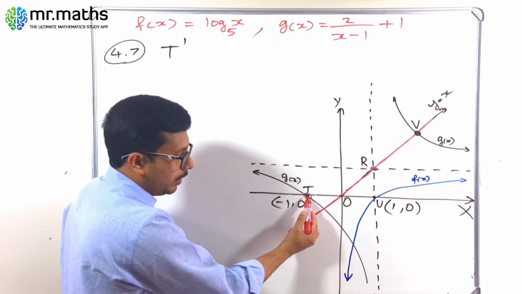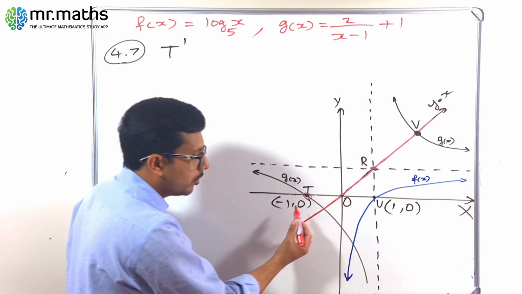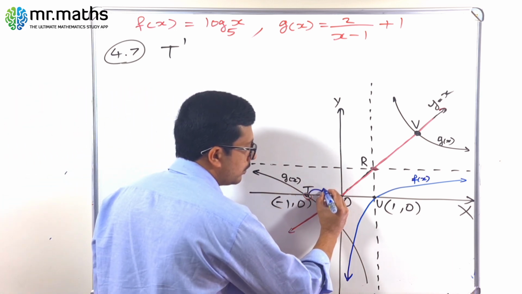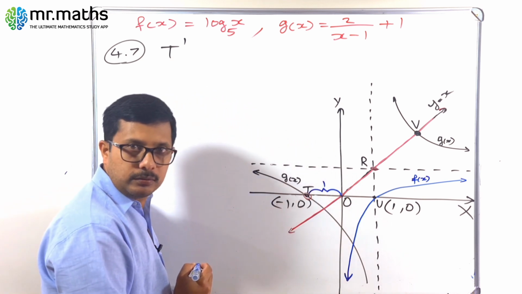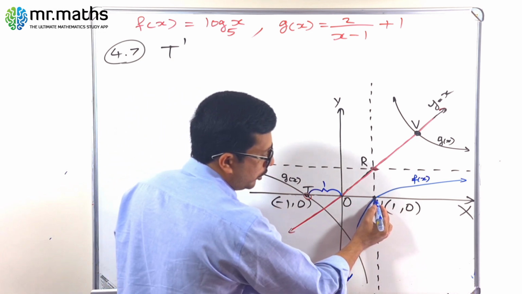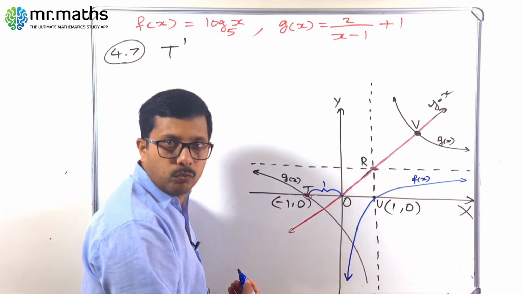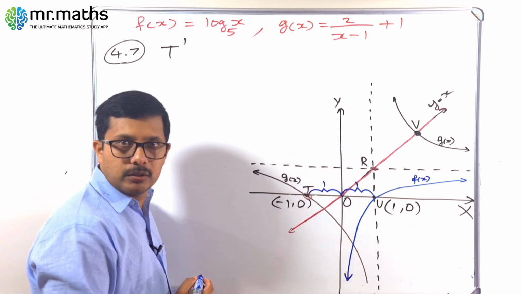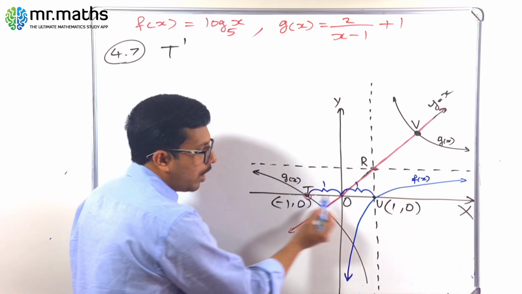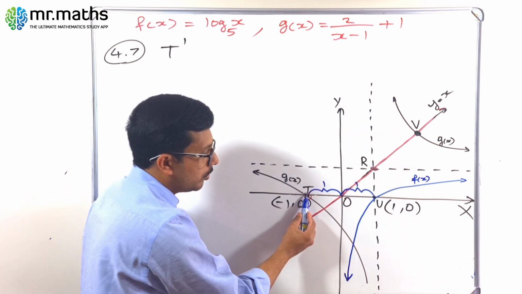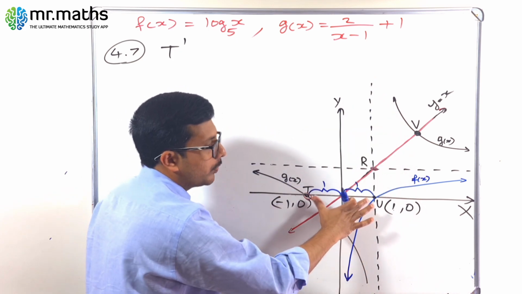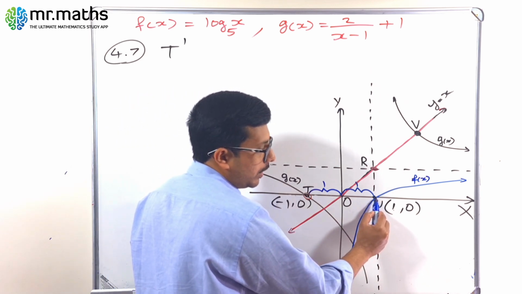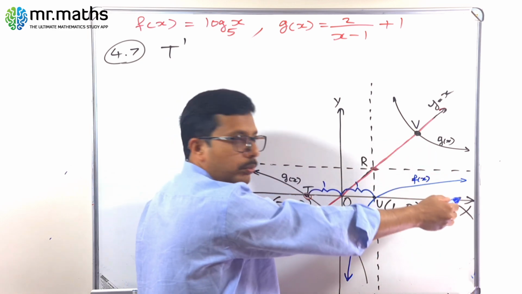Do you agree that at this point the x value is -1? So this distance is 1 unit. Now look at the point U. What is the x value? 1. So this distance is also 1 unit. So this point T is total 2 units from the vertical asymptote. So from the vertical asymptote, it must go another 2 units to that side.